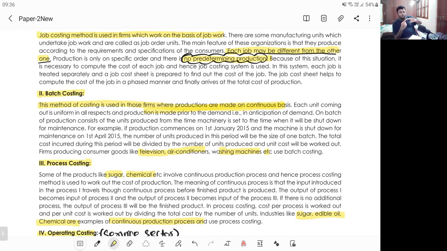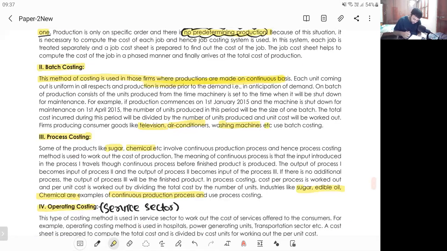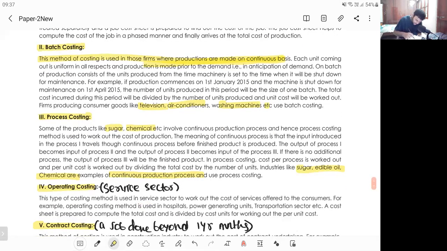In job costing, what happens? Prior production is not there. In batch costing, prior production is there. In job costing, there is only one job. In batch costing, a lot of jobs are done at a time, and so many goods are produced at a time. It is called batch costing. You are producing something in batches. Like you can say, toy making uses batch costing.